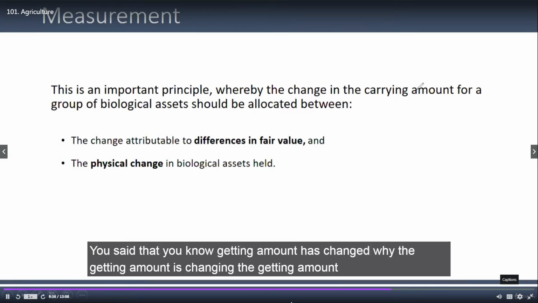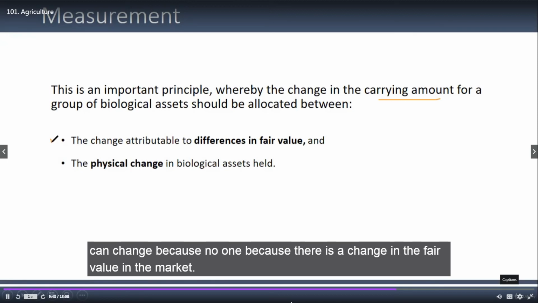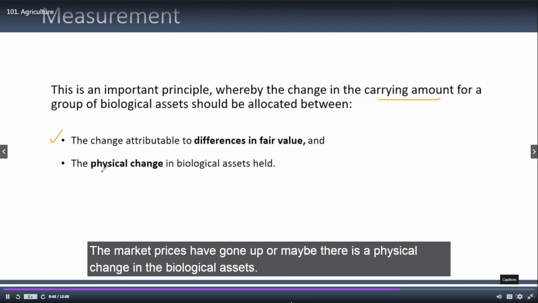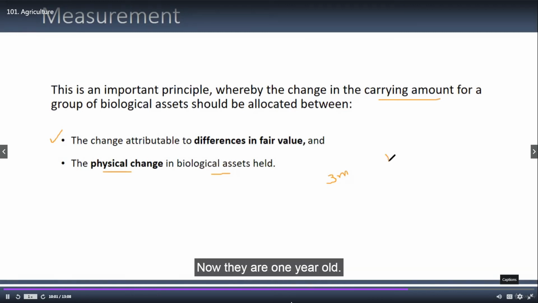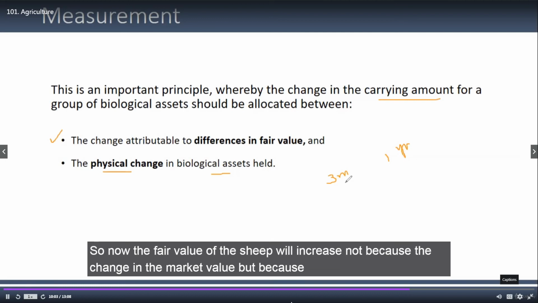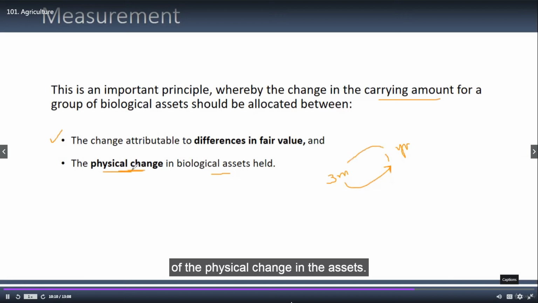You say that carrying amount has changed. Why is the carrying amount changing? The carrying amount can change because, number one, there is a change in the fair value in the market. The market prices have gone up. Or maybe there is a physical change in the biological assets. For example, before you had sheep which were 3 months old, but now at the end of the year, the sheep are 1 year old. So now the fair value of the sheep will increase, not because of a change in the market value, but because of the physical change in the asset.